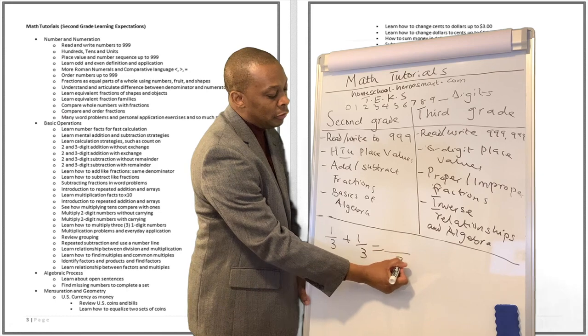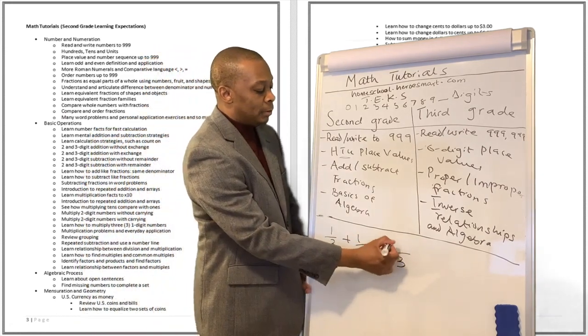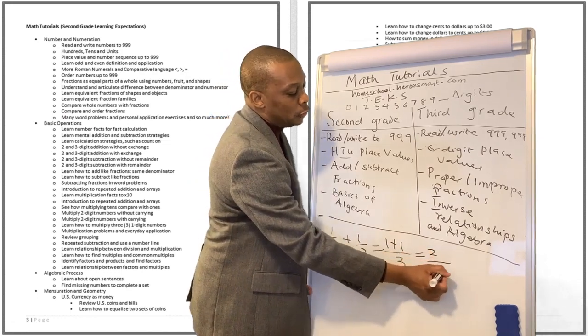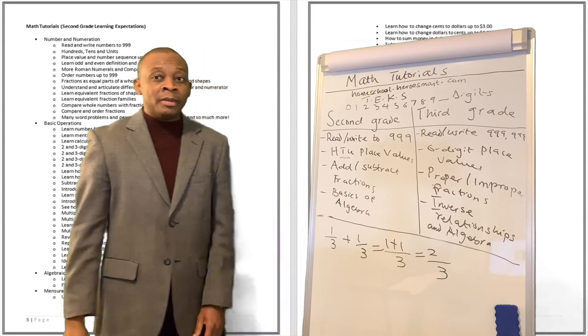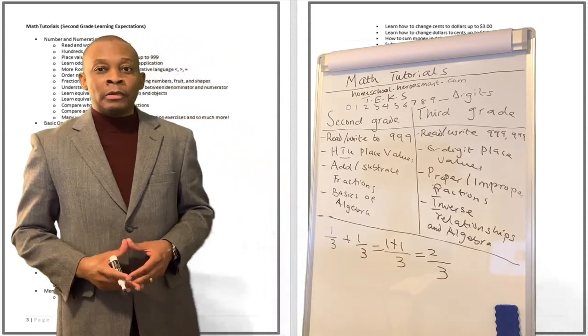So we can do 3 over here, okay? And then you're going to say this is 1 plus 1. So 1 plus 1 is going to be equivalent to 2, and that is 2/3. That is 2 divided by 3. So that's another way that you can teach fractions over there for them.